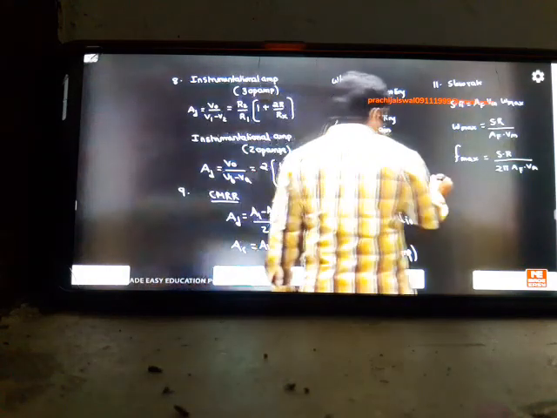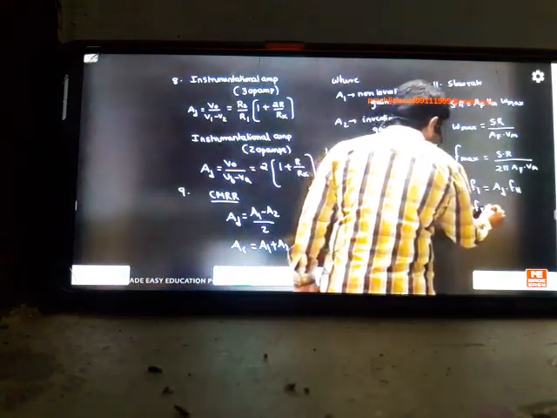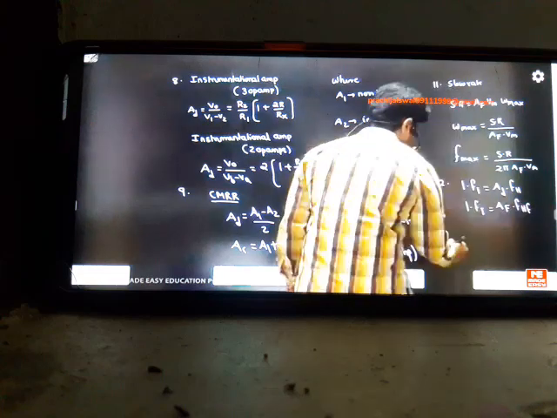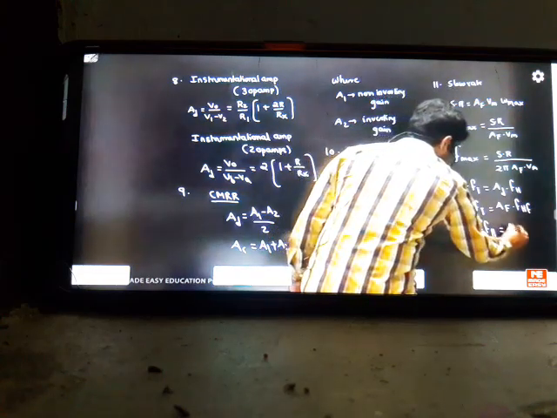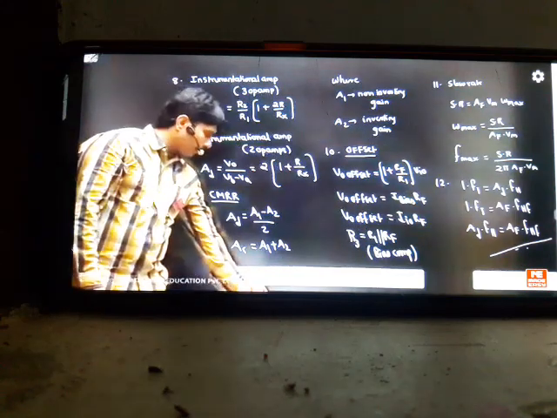Lastly, we studied the gain bandwidth product. That is, 1 into Ft will be equal to AD into Fh, and 1 into Ft will be equal to F into Fh of F, and AD into Fh will be equal to F into Fh of F. This is the total story, what we covered from yesterday onwards. So practice these results like this.